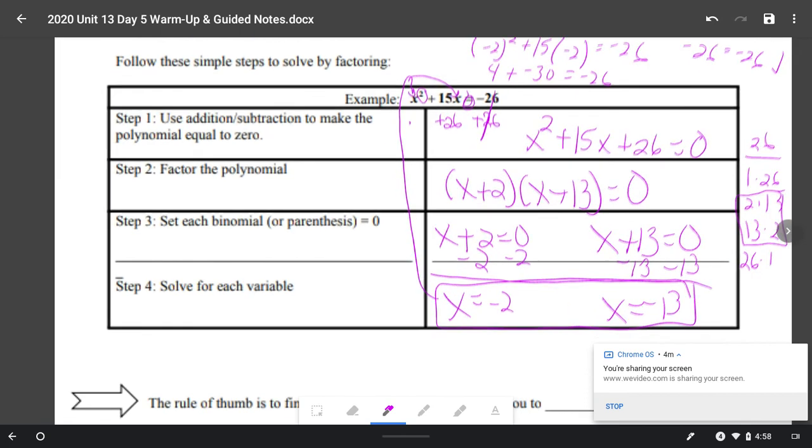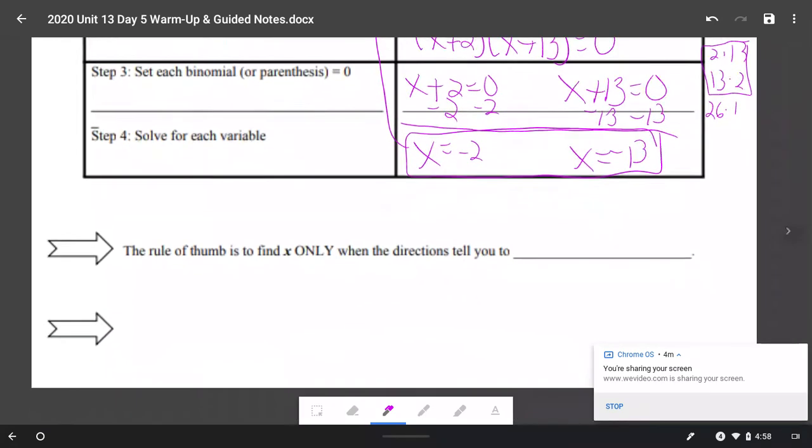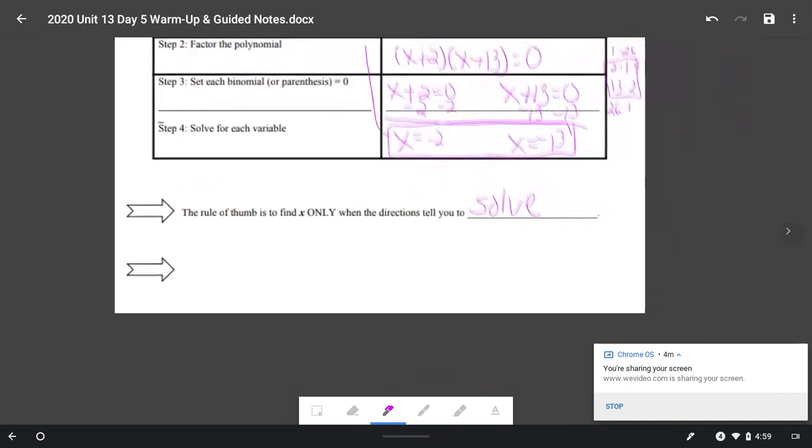So the rule of thumb here is to find x only when the directions tell you to solve. When it says to solve, that's where we're going to be finding x every single time. If it doesn't tell you to solve and it just tells you to factor, you just need to set it up into 2 different binomials.